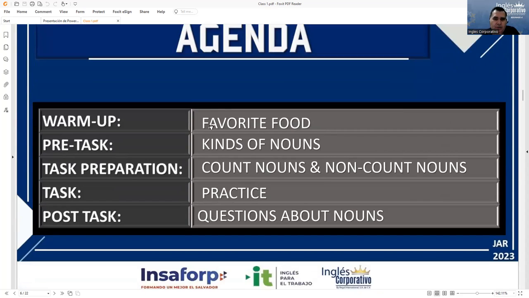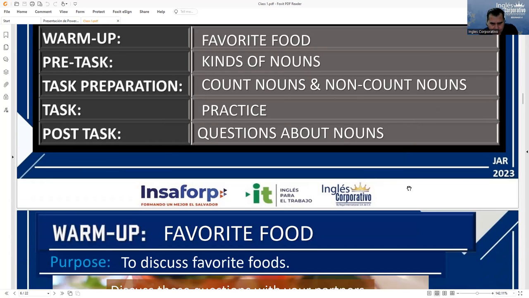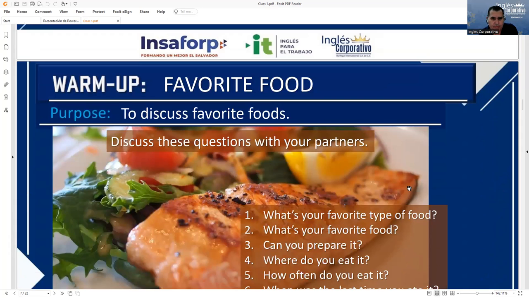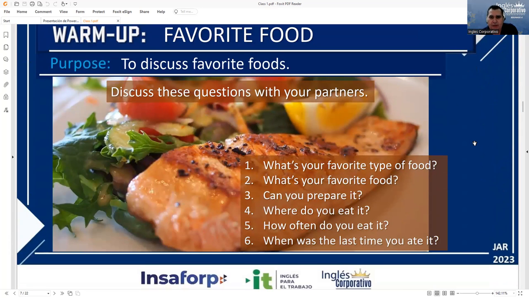Today we studied favorite food, kinds of nouns, count nouns and non-count nouns, practice questions about nouns, okay? Questions about nouns. We ask questions about favorite food. What's your favorite type of food? What's your favorite food? Can you prepare it? Where do you eat it? How often do you eat it? When was the last time you ate it?